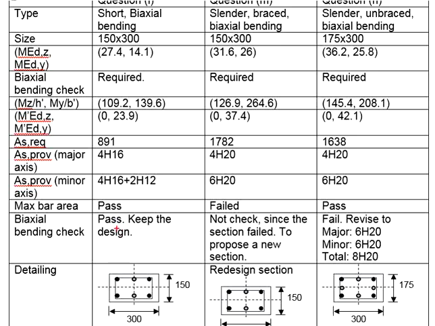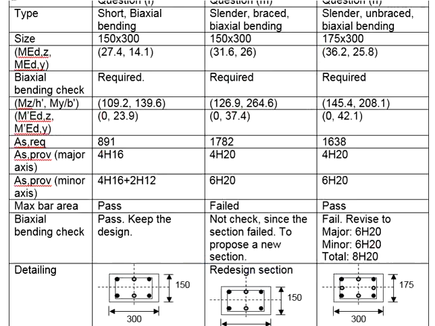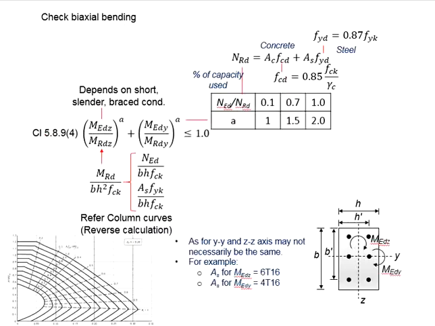However, you will need to go through another level of checking in terms of the biaxial bending, which is this one. Based on the amount of reinforcement bar provided, 6H20 in the minor axis and 4H20 in the major axis, you get the moment resistance for the major axis and the minor axis. Calculate the NED per NRD ratio, you get the factor A, and then you calculate the MED for the major and the minor axis.